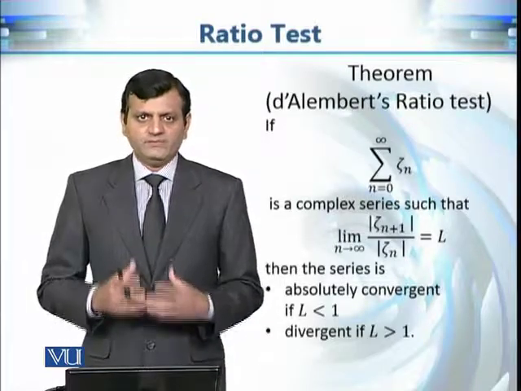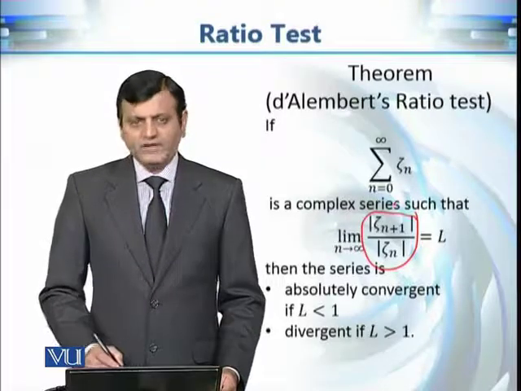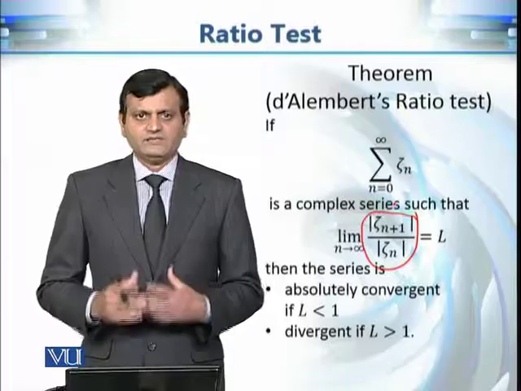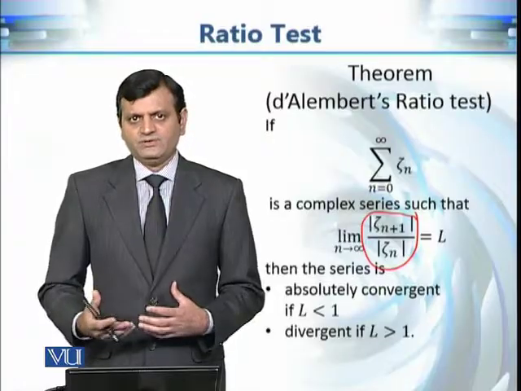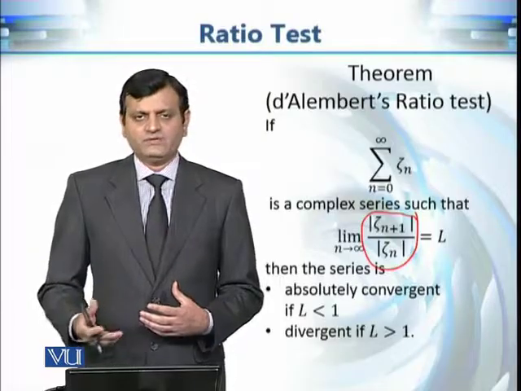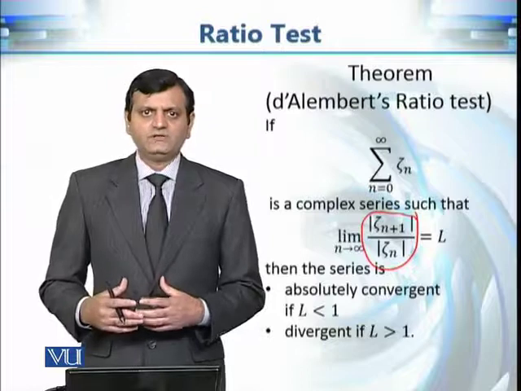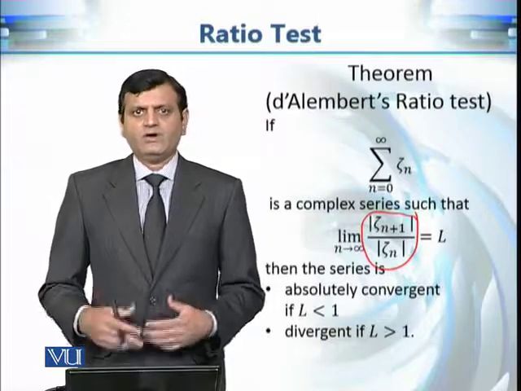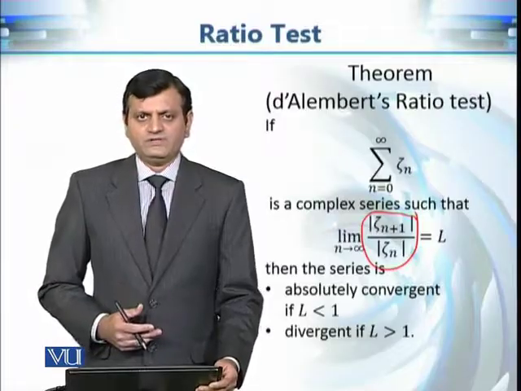So when the limit of this expression is equal to 1, we say that the test fails, or the test is inconclusive, or doesn't say anything about the convergence or divergence of a given series. So when L is equal to 1, we try to apply some other test or some other strategy for checking the convergence or divergence of a given series.